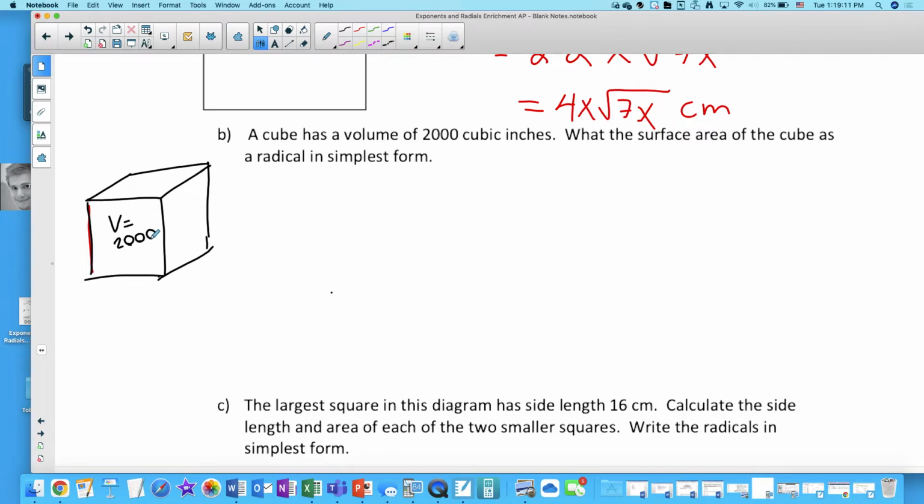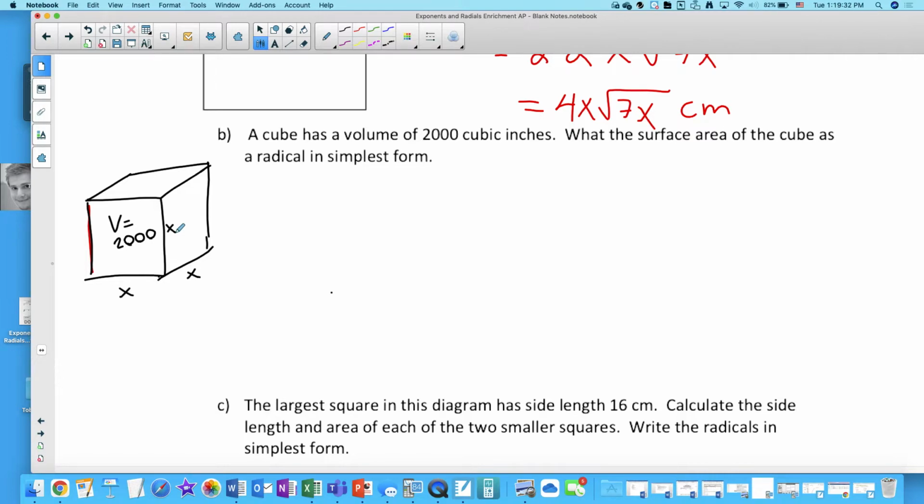Yes? Sorry, this is kind of a shot in the dark, but because you know that one side length is the cube root of the total volume, right? So you do the cube root of x to the power of 2 in order to get that surface area, right? Yes. A lot of you guys are thinking along these lines.